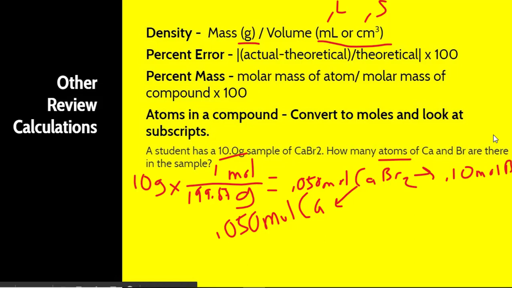So your next step then would be to use Avogadro's number and convert that to atoms, and to convert calcium to atoms. Okay? One thing that you'll notice, and again, if you're doubling the amount of moles, essentially the number of atoms of bromine would be double that of the moles of calcium as well. So just keep that in mind as you're looking at those calculations in your homework. Let's move on.